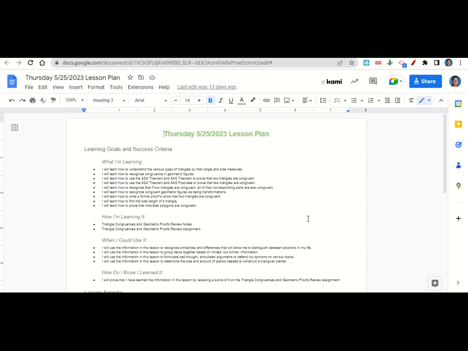When can we use this information? To recognize similarities and differences that will allow you to distinguish between solutions in your life, to group items together based on limited but similar information, to formulate well-thought, articulated arguments to defend your opinions on various topics, and to determine the size and amount of planks needed to construct a triangular planter. How do you know you learned it? By getting a score of 4 on the Triangle Congruences and Geometric Proofs Review Assignment.